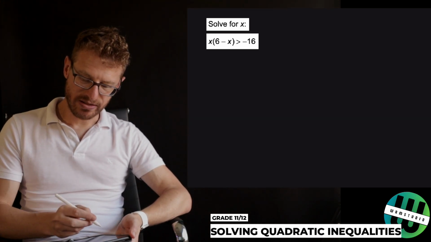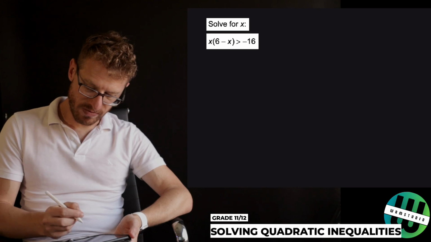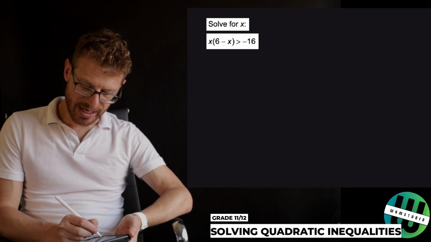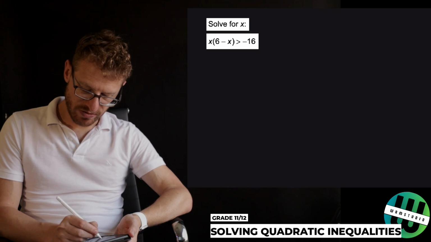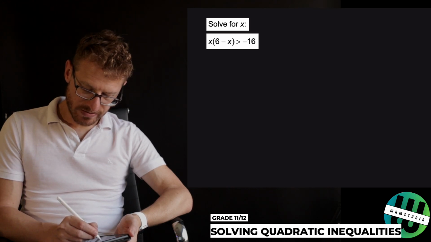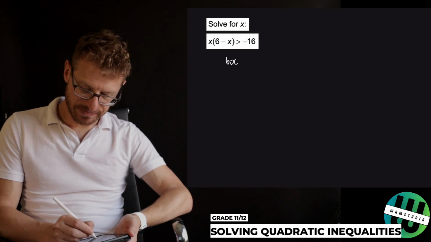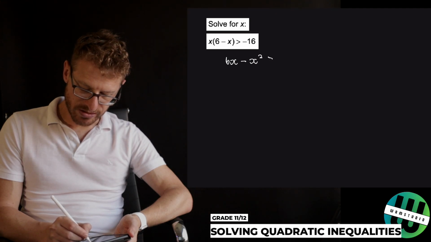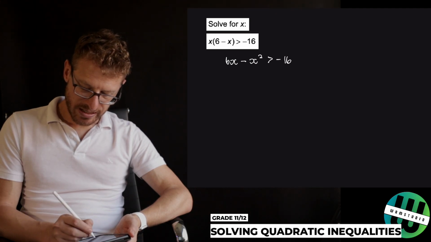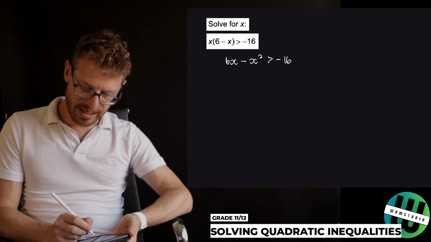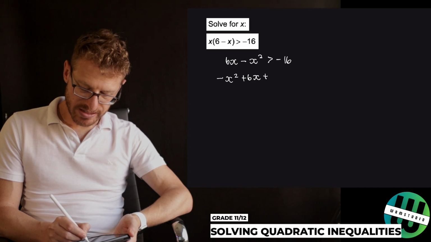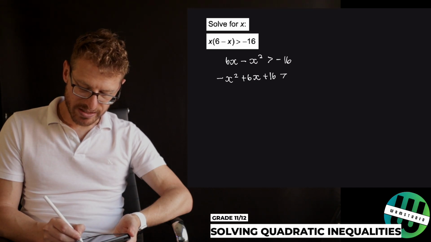Right, so we can see here that this is definitely not in standard form. I am going to go ahead and first just multiply my x in, distribute my x into that. x times 6 minus x squared is greater than negative 16. Now I'm going to rewrite this in standard form, set it to 0. So negative x squared plus 6x plus 16 is greater than 0.